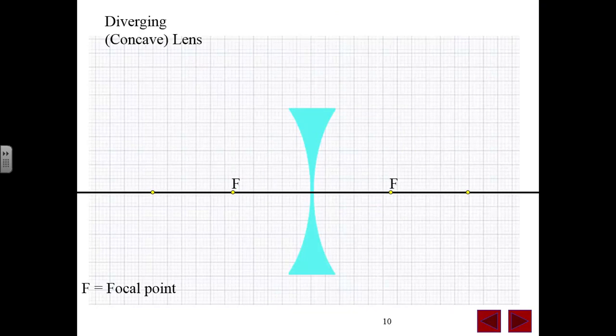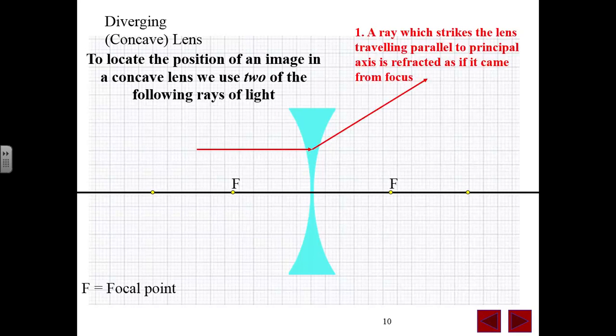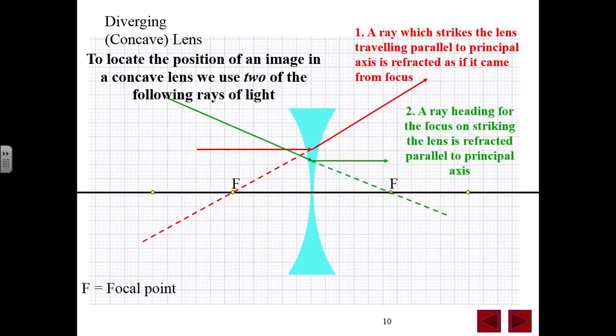So our second type of lens is what's called the diverging lens, which happens to be a concave lens. So to locate the position of an image using a concave lens, we'll use two of the following light rays. What's true about a concave lens or a diverging lens is if rays strike parallel, they get refracted away from the principal axis, and they're in line with the focal point on the same side that the ray came from. We could draw a ray that goes toward a focal point on the opposite side, but when it hits the lens, it'll refract parallel to the principal axis.